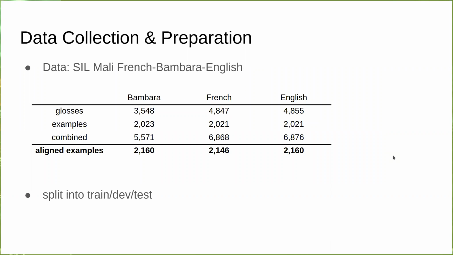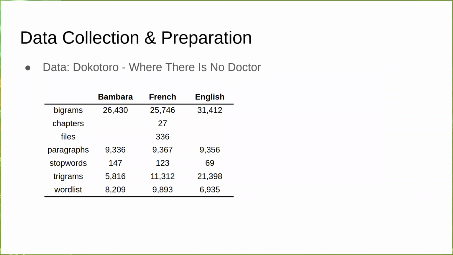The data that we work with is within the same Mali French, English, Bambara French, Bambara English data, where we align the Bambara part with the French and English part, and we split it into training and test sets. We also have the Dokotoro data that we use for back translation and multilingual training, but it did not yield interesting results. But we'll talk about that later.